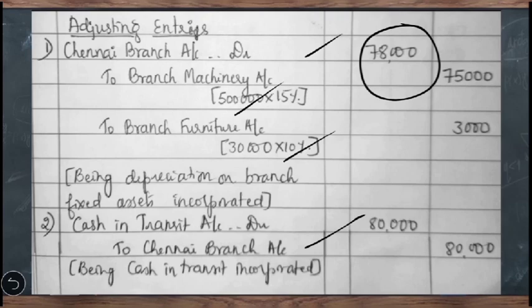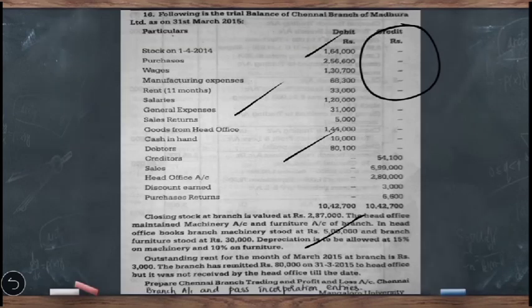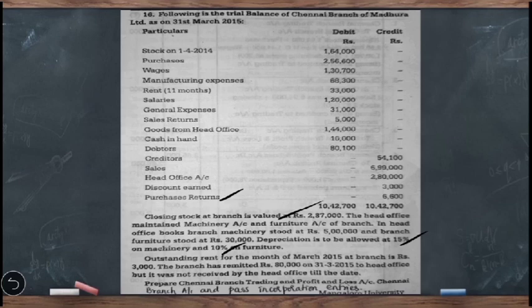Okay, the first incorporation entry is for incorporating the debit items of branch trading account. Let us see what are the items given here. They have given opening stock amounting to 1,64,000. Then purchases they have given 2,56,600. From that we have to deduct purchases returns of 6,600, so the net purchases will be 2,50,000. Then we have to write goods received from head office 1,44,000. Then wages 1,30,700. Then the last item, manufacturing expenses. These items have to be incorporated.